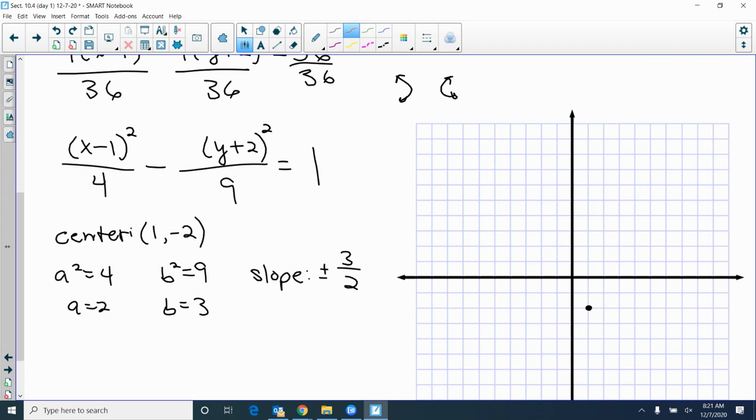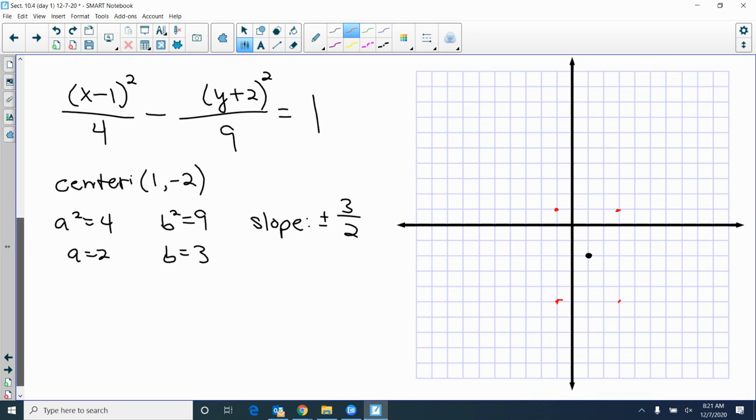All right, that's sometimes the biggest mistake. So I'm going to go from the center up 3 over 2, up 3 over 2, down 3 over 2, down 3 over 2. I'm going to create my little rectangular box. That's going to give me my corners to draw through the asymptotes. Like I say, some people will just leave those corners. I'm going to draw in the box as well. And now I'm going to draw in the asymptotes.